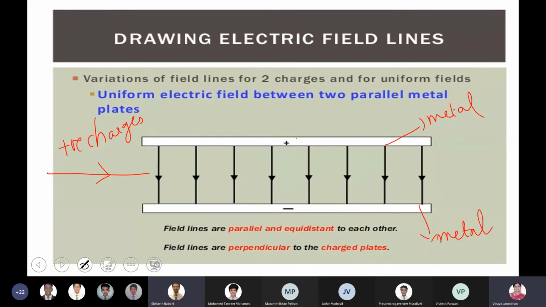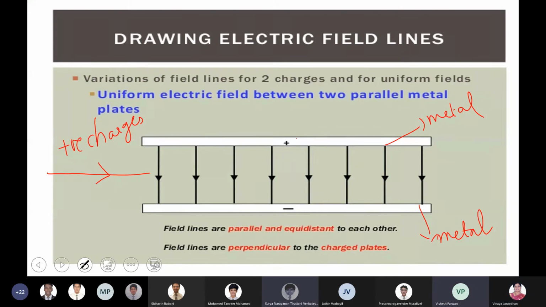Ma'am, it'll get deflected. Who is answering? Siddharth. Yes, Siddharth. What about others in the class? Ma'am, it will get deflected. It gets deflected. In which direction? Will it move upwards or will it move in the downward direction?